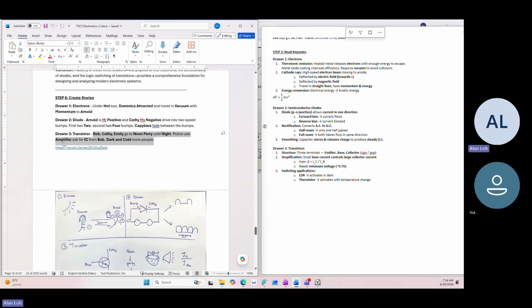Police use an amplifier, ask for IC, ask from Bob. Right, so the police use this amplifier, this loudspeaker, and ask Bob for his IC.